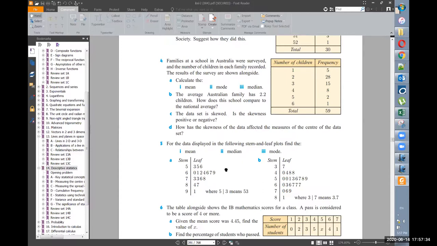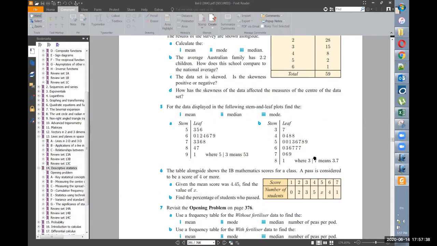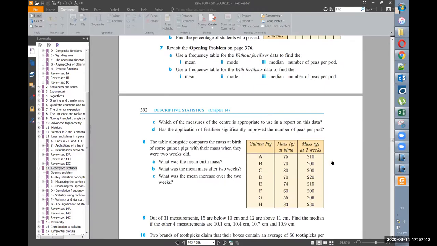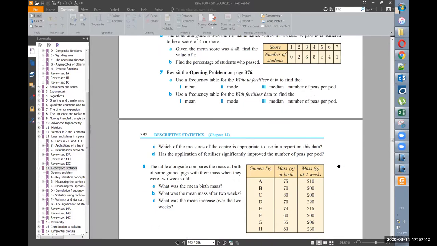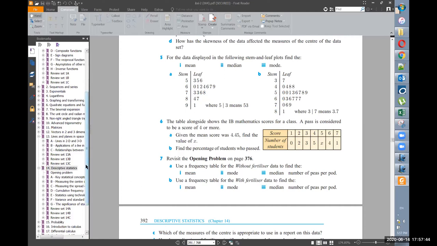Over here we have the stem and leaf. For question 5, we have stem and leaf. And do you have other questions? If not, I will leave.